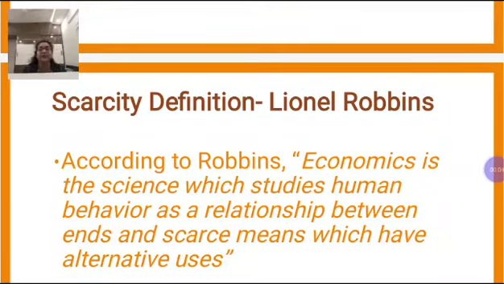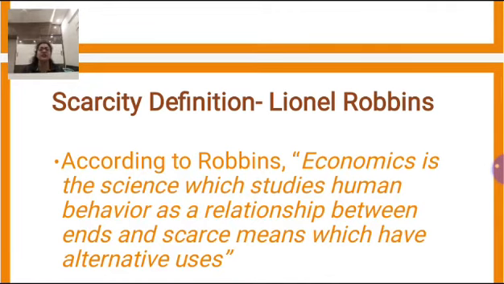Today we'll discuss the scarcity definition. Now what is the scarcity definition? So who gave this definition? This definition was given by Lionel Robbins. What did he say? He said that economics is the science which studies human behavior as a relationship between ends and scarce means which have alternative uses.